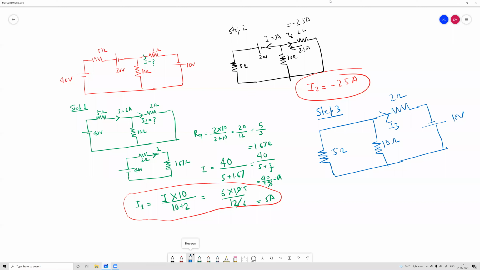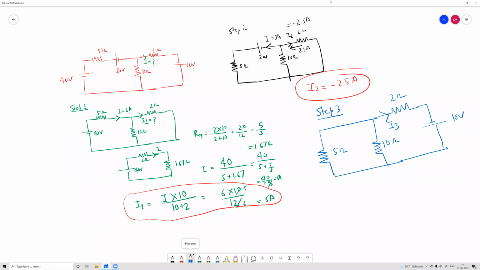Here it should be 1.25. No, I am sorry. That's not the case, because now the circuit is not the same. Now you cannot use what we did for step 1 and step 2. See, the circuit of step 1 and step 2 with this step 3 circuit, it is different. See where the voltage is and where the voltage was in step 1 and step 2.